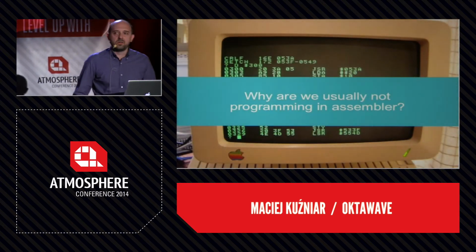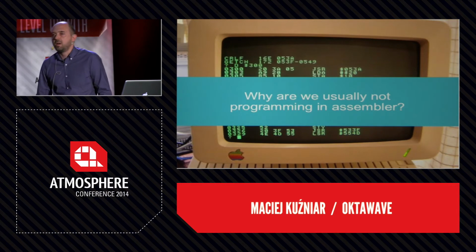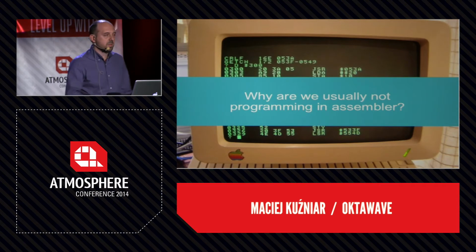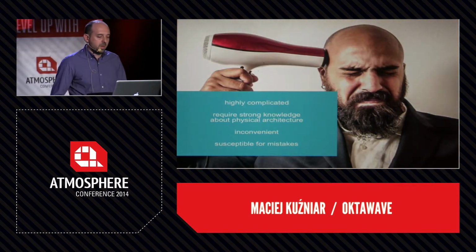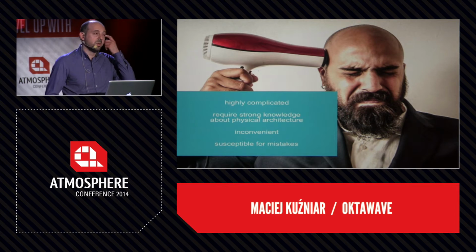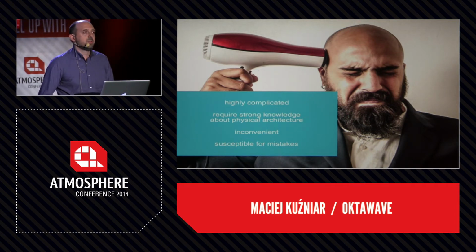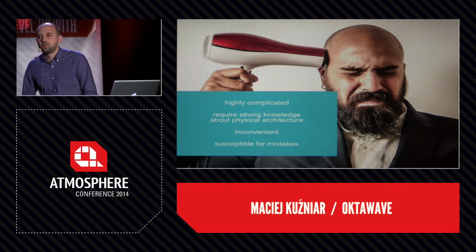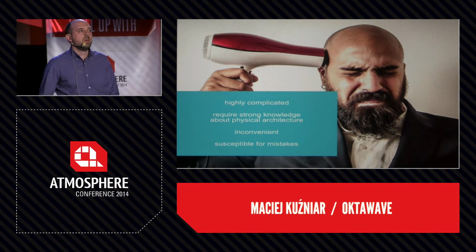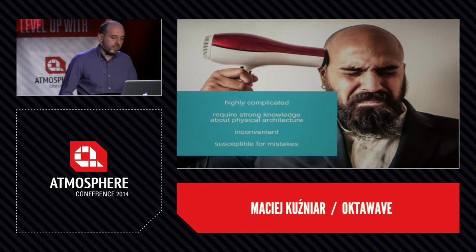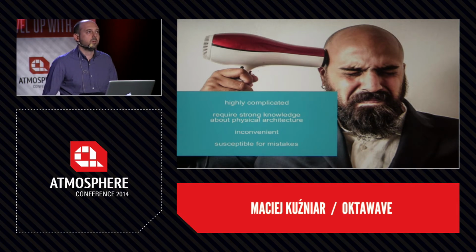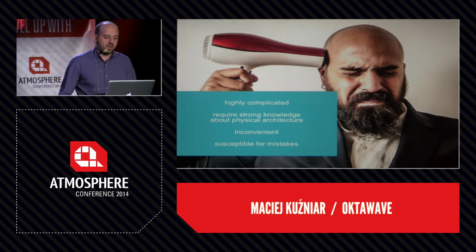So in ancient times, well, at least a long time ago, we were using assembler. Why are we not using assembler right now to create our software? We are usually not programming in assembler because it's highly complicated. It requires strong knowledge about physical architecture: CPU architecture, memory architecture, as well as the architecture of the devices on which we are going to operate. It's inconvenient, and because it requires strong knowledge, it's susceptible to human mistakes.